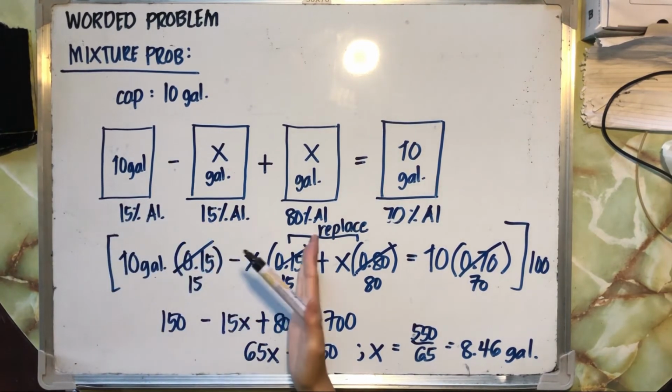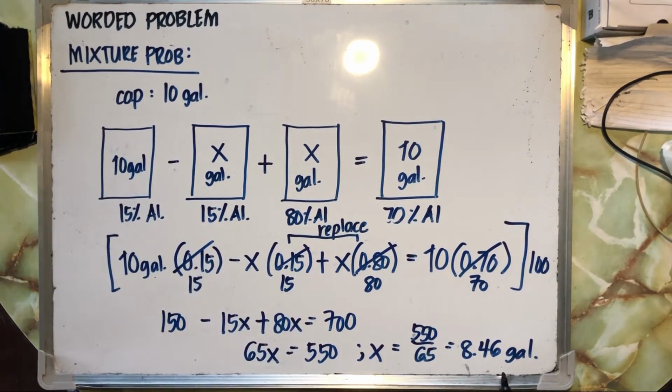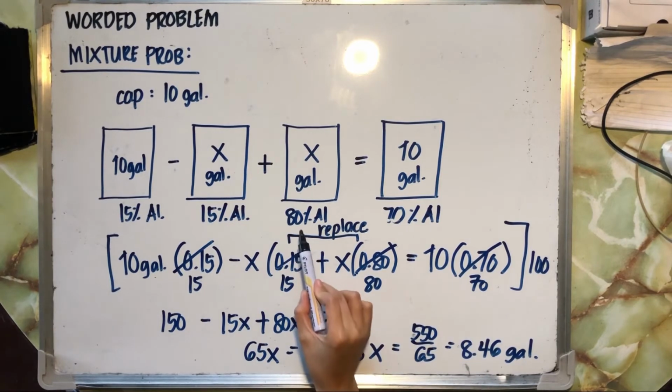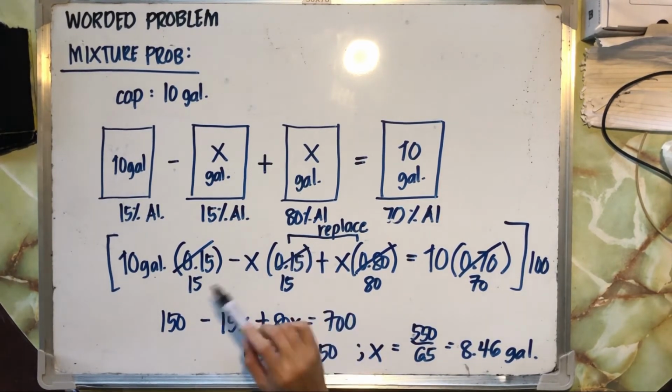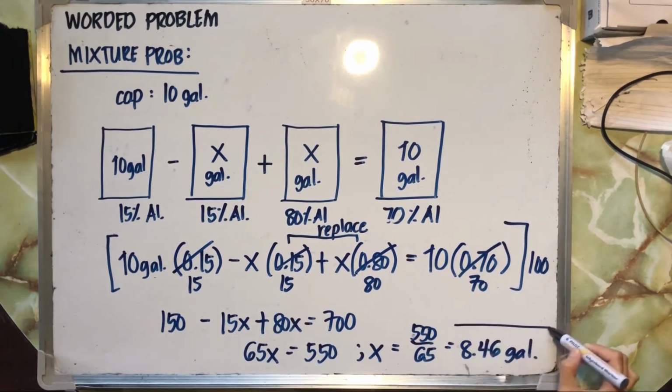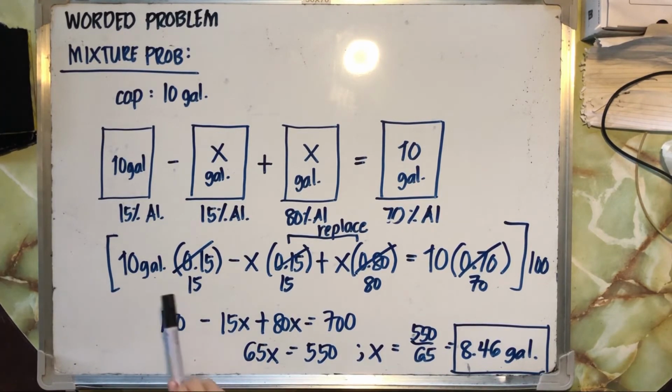and then, papalitan mo siya ngayon ng 8.46 din, which is a concentration or a mixture with a concentration of 80% alcohol. Okay? So, ang ano lang natin ulit sa mixture problem is consistency lang sa units. Gallons percent, gallons percent, gallons percent, gallons percent. Okay? So, ayan.